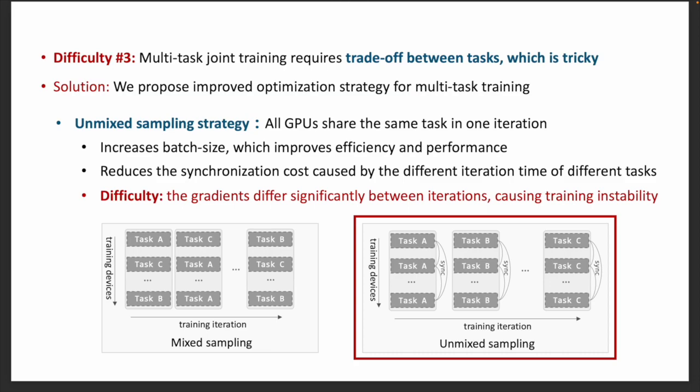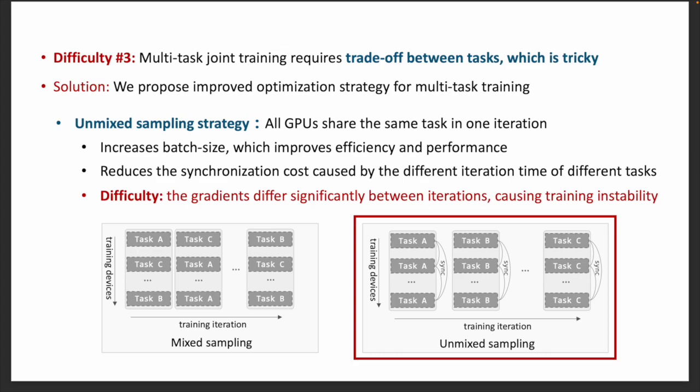The last difficulty is the tricky optimization of multitask joint training. Most generalist models use a mixed sampling strategy in their multitask training, that is to say, in one iteration different tasks are sampled on each GPU, and their gradients are averaged during the backpropagation. In contrast to that, the unmixed sampling strategy, where all GPUs share the same task in one iteration, can increase the effective batch size of each task and reduces the synchronization cost between GPUs.